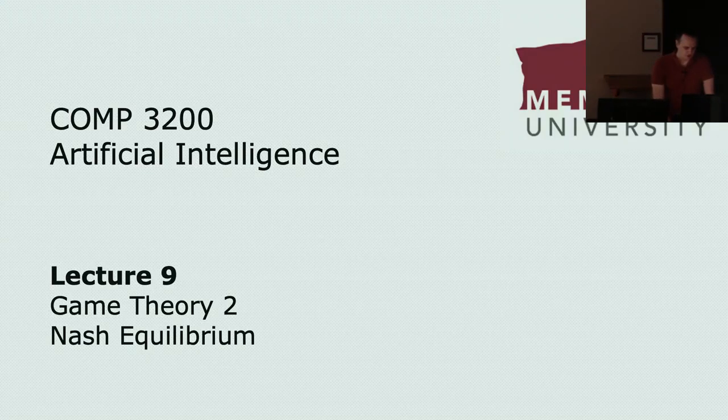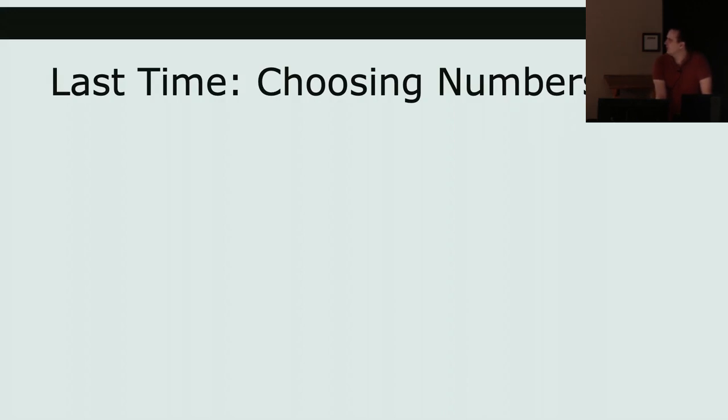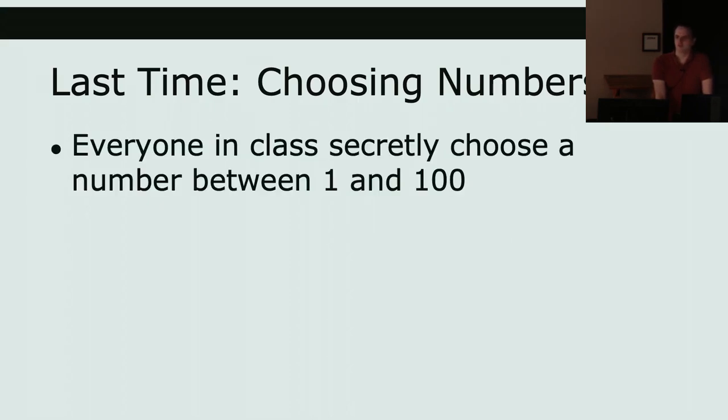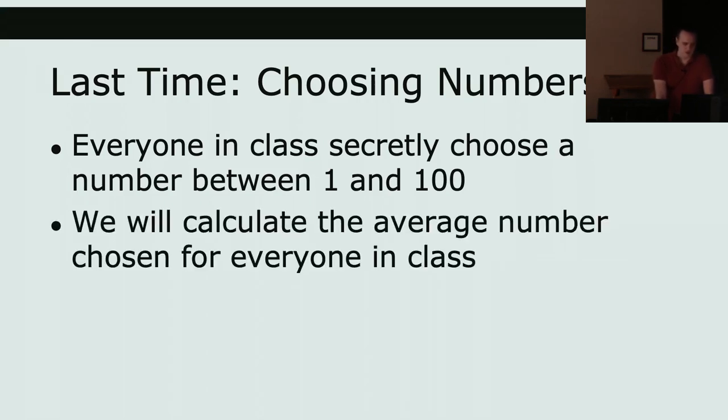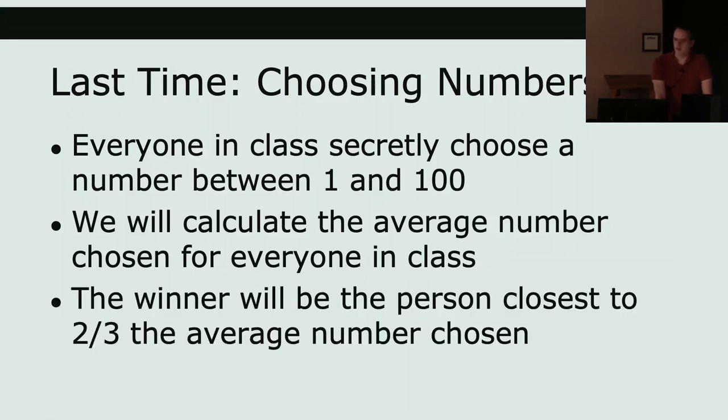Okay, so lecture number 9, game theory part 2, which is essentially just explaining what Nash equilibrium is. So last time we played this game called the numbers game, and just as a refresher or in case anyone wasn't here, everyone secretly and simultaneously wrote down a number between 1 and 100 inclusive. And so then we're going to calculate the average number that was chosen. And the winner will be the person who gets closest to 2/3 of that average, right? And this doesn't mean the average of 1 and 100. It means the average that people actually wrote down.